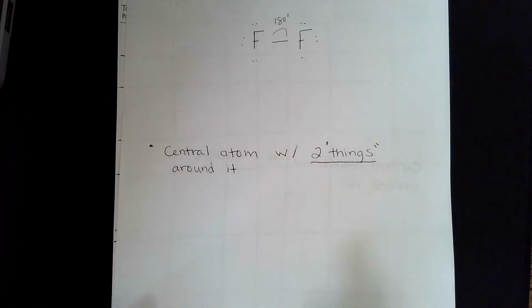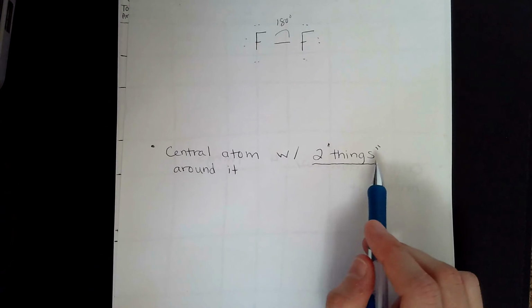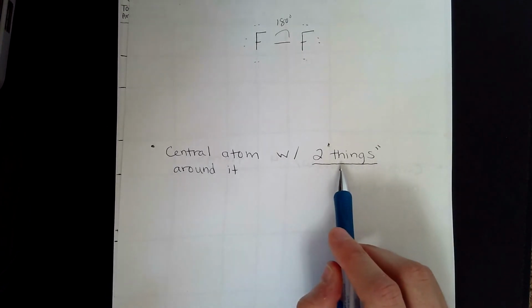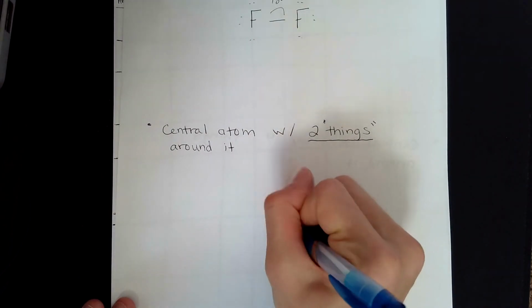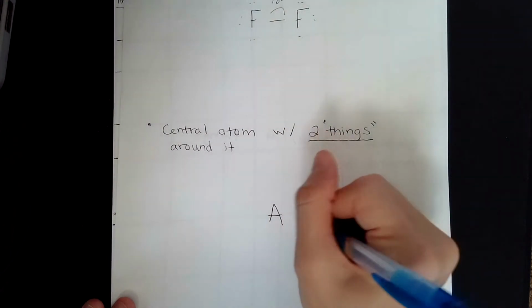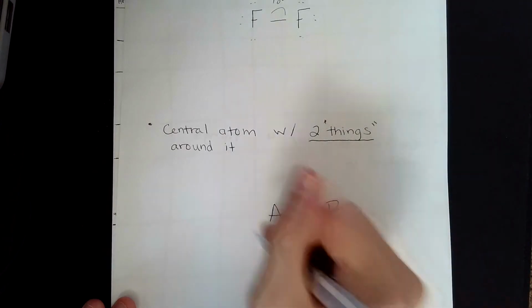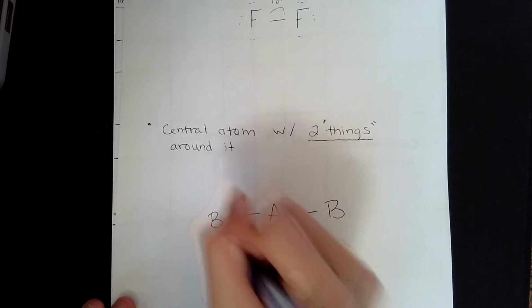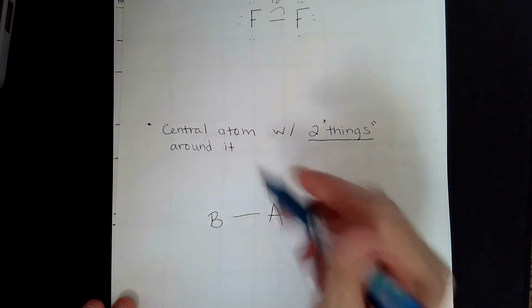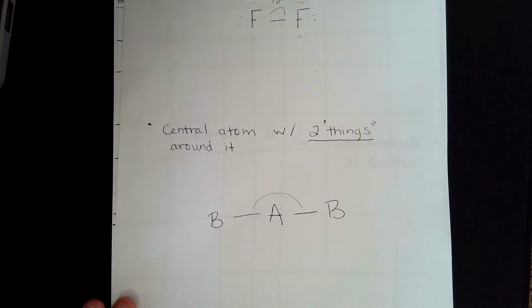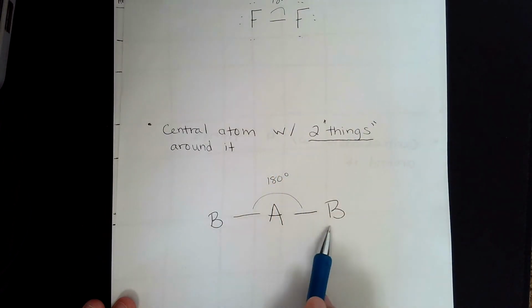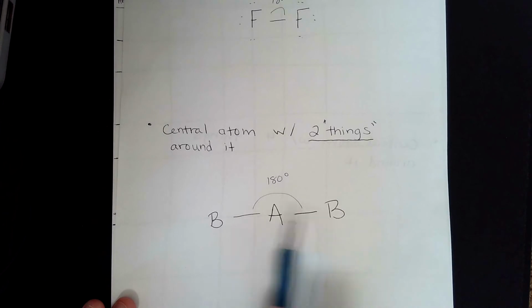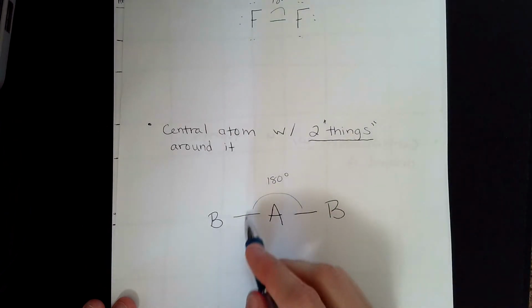This is similar if we have a central atom with two things around it. And I put quotes around the word things because that can be either electrons or atoms. So let's say I have a center atom. I'm just going to call it A. And the farthest apart that two things around the center atom could be, again, is a line, 180 degrees. So if something has two things around it, the farthest apart they can be from each other would be in a shape called linear.